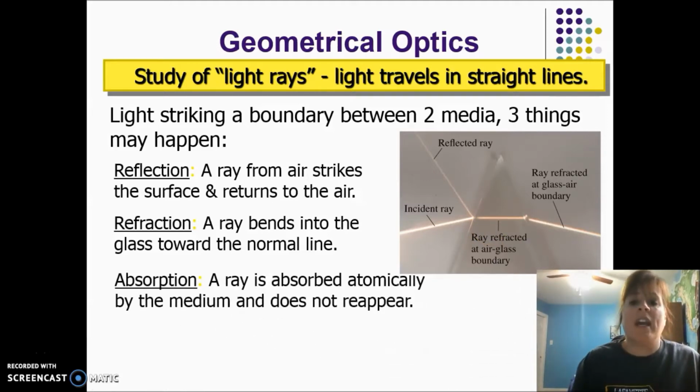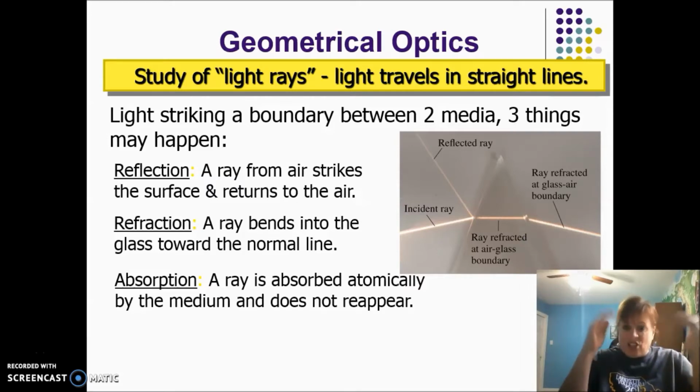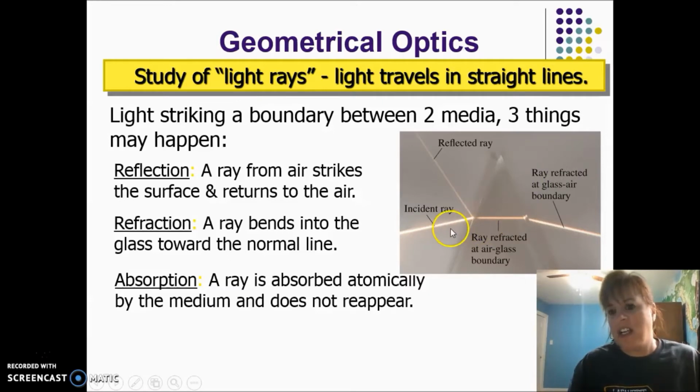Also, we do get some absorption of the light ray. Remember that light is the oscillation of electric and magnetic fields. So when it enters a medium, it starts oscillating the electrons in the atoms, and that results in some absorption. So not all of my light is reflected when I have a transparent medium. Not all of it is refracted and then comes back out of the medium, but some of it gets absorbed.